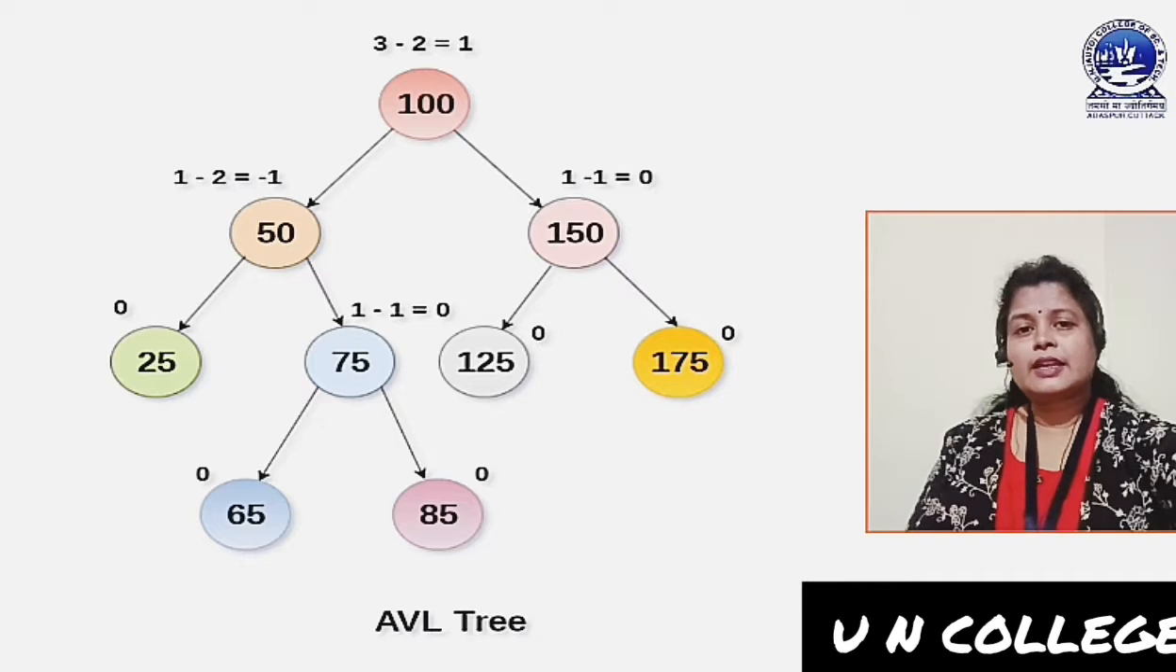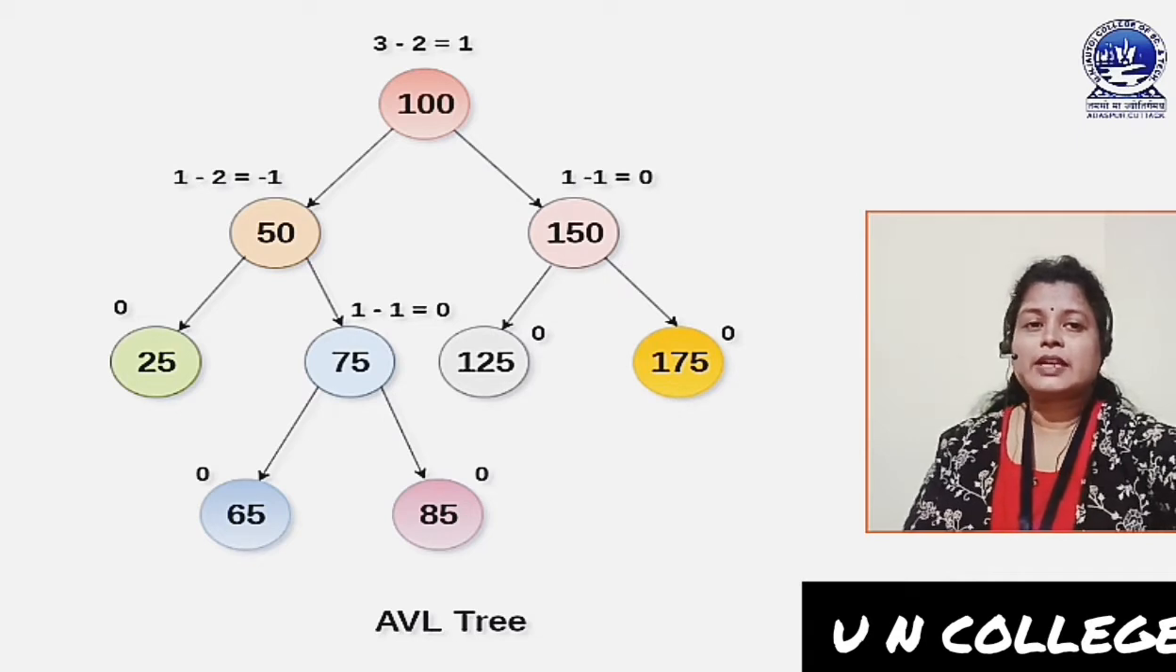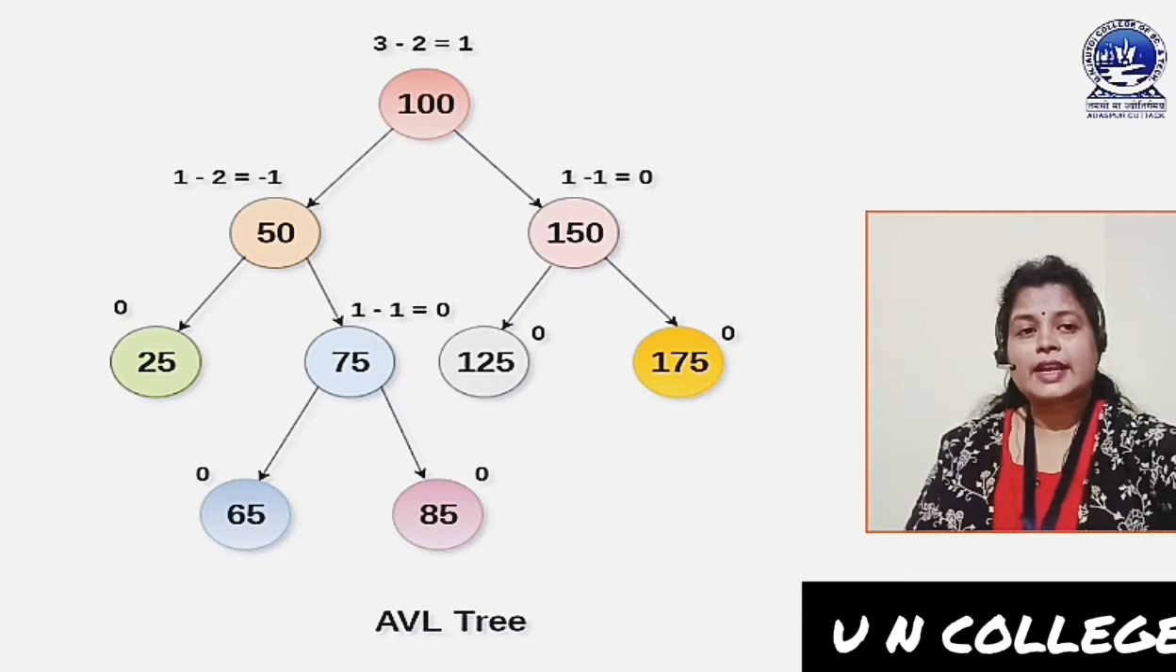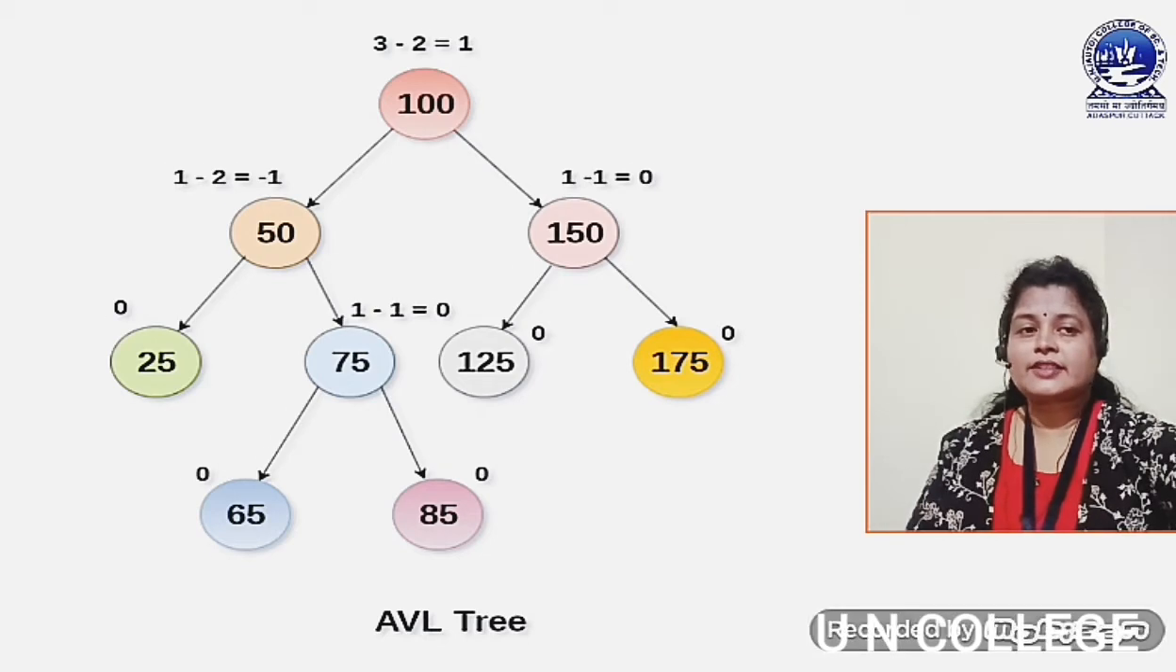We may conclude that when the node does not have any right child or left child, the balancing factor is 0. And when the node has the left subtree and right subtree at the same level, the balancing factor is also 0. Here also 150, which is the right child of 100, has the balancing factor 1 minus 1 equal to 0 because it has one child as left subtree and one child as right subtree.